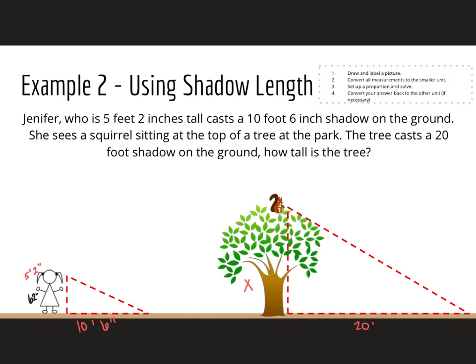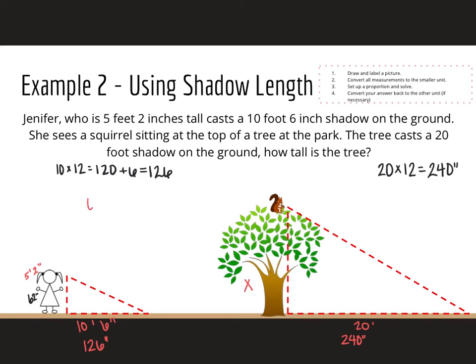Down here, her 10 foot 6 inch shadow, 10 times 12 is 120, plus those 6 inches, 126. So down here, this is really 126 inches. Over here, I have 20 feet, need to convert that to inches, so 20 times 12, that's 240 inches. So I'll just relabel this. Once everything is in the same unit, you're good to set up your proportions.